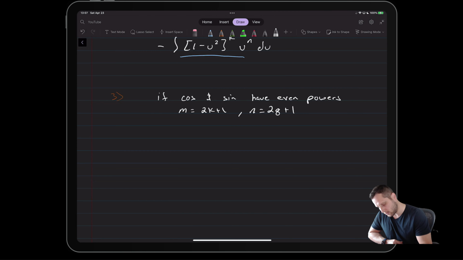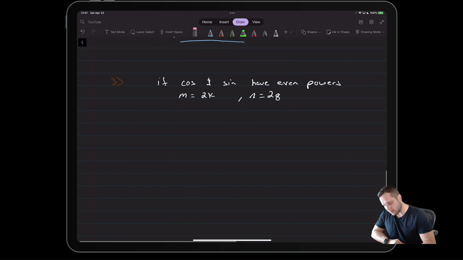2q plus 1, right? No, I'm sorry. Those are odd. So it's just 2k and 2q, right? M equals 2k, n equals 2q, right? So if they both have even powers, then what you want to do is take advantage of the power reduction formula.